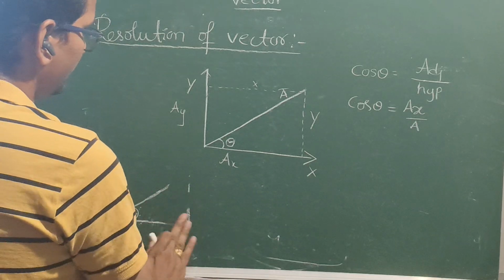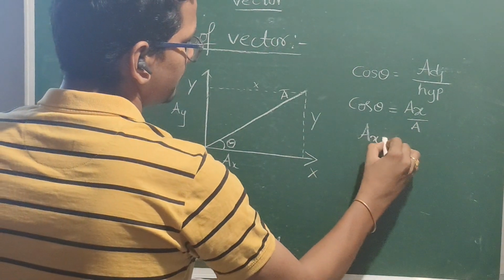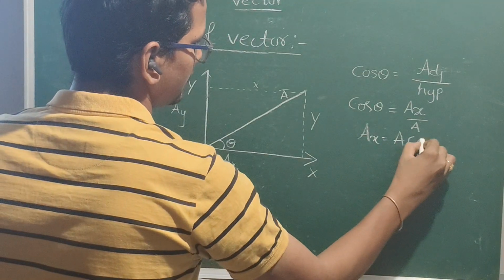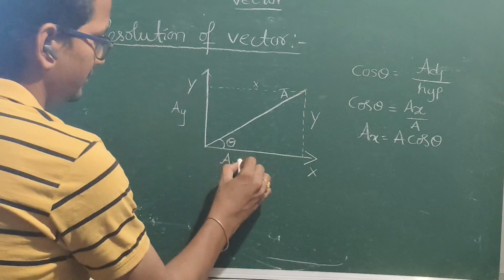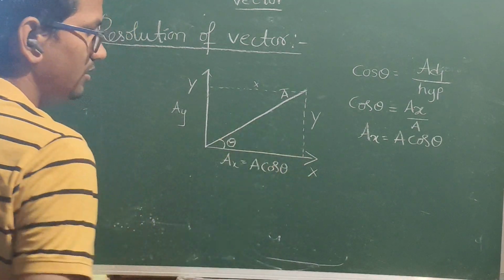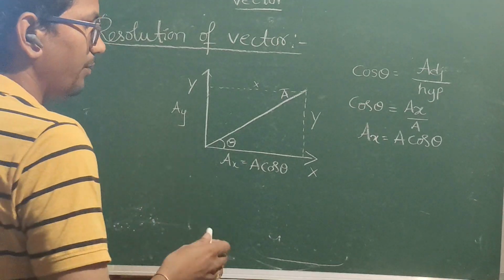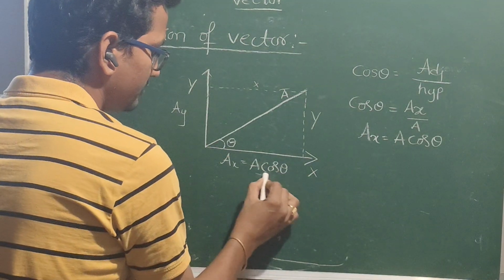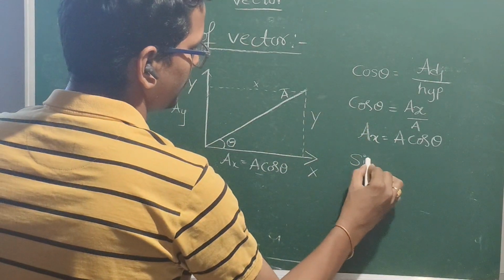From these equations, we want to find AX. What do we need to write? AX is A cos theta, which gives the horizontal component. Whatever the concept is, the adjacent side gives the cos component.